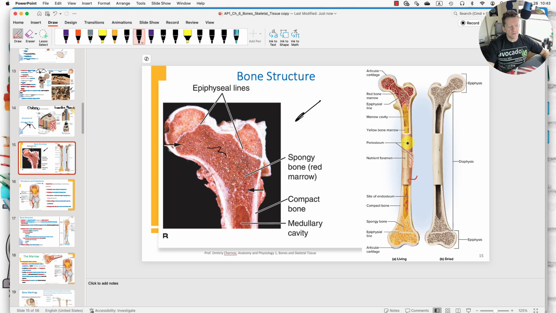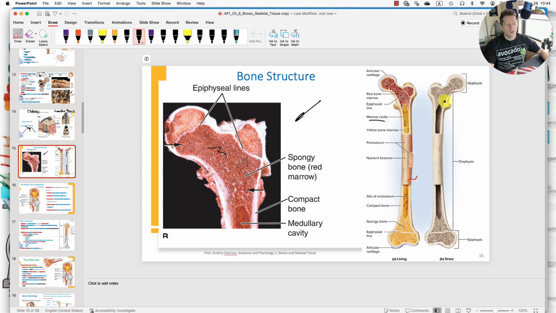Within the shaft, here's the yellow bone marrow. Fat, we need it. Energy as well. So the important terminology within the bones. The ends of the bones are called epiphyses. Epi, on top. This is the proximal, this is the distal part of the bone. So this is the epiphysis and this is the epiphysis.